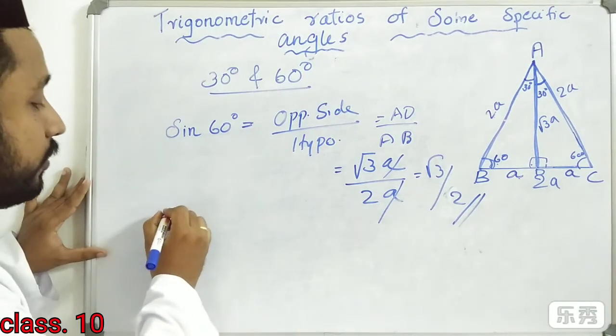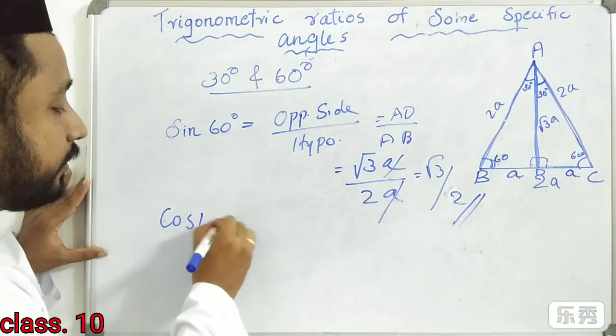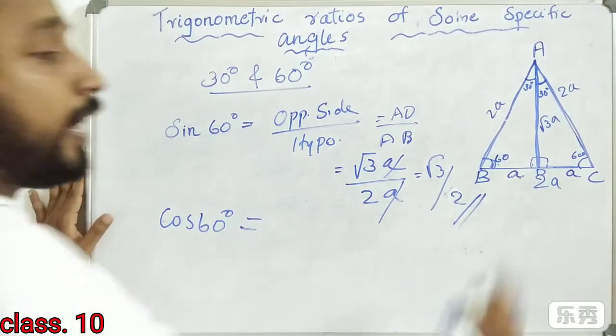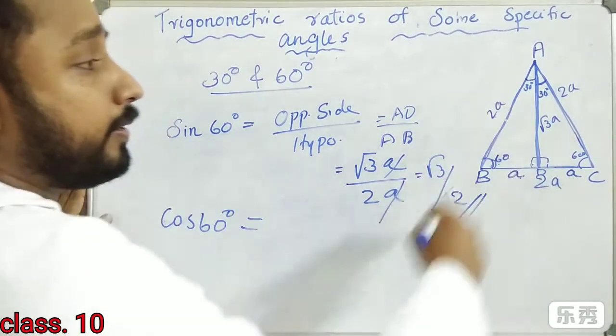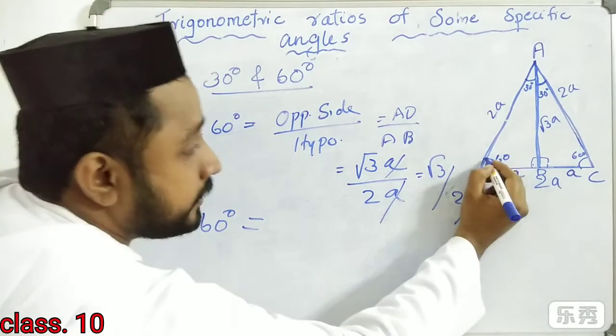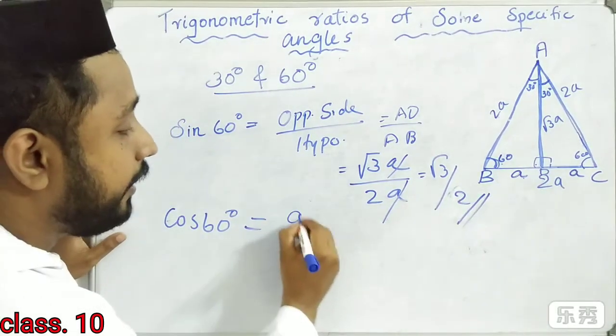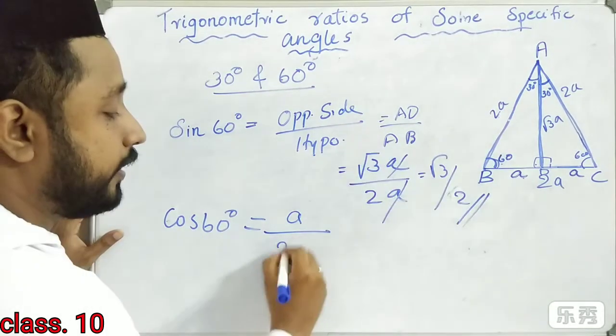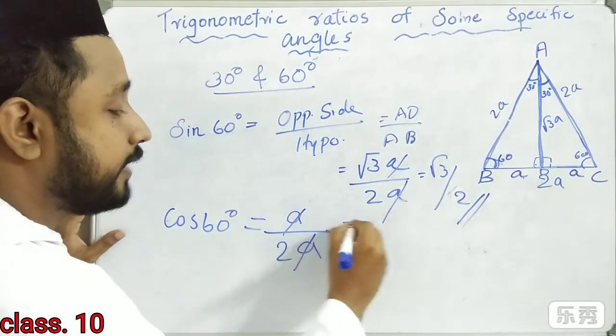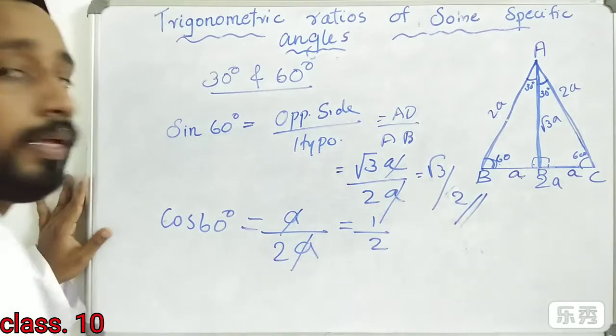What about cos 60 degree? Cos 60 degree is adjacent side by hypotenuse. So for angle 60 degree, the adjacent side is BD. BD is A by hypotenuse 2A. We can cut A and A. Answer is 1 by 2.